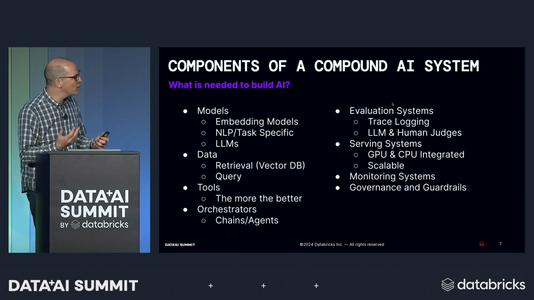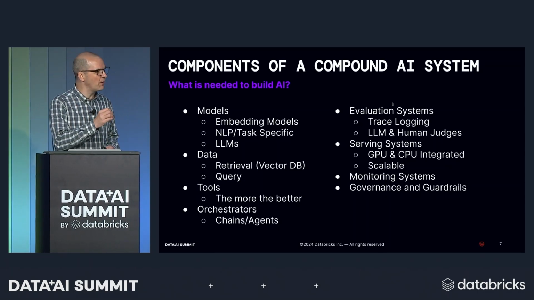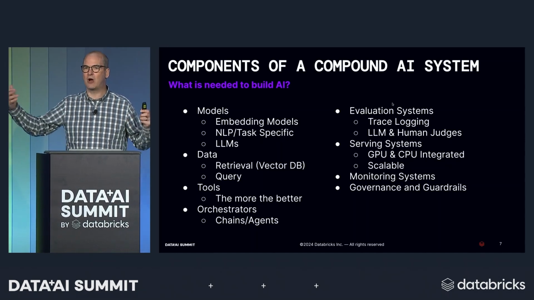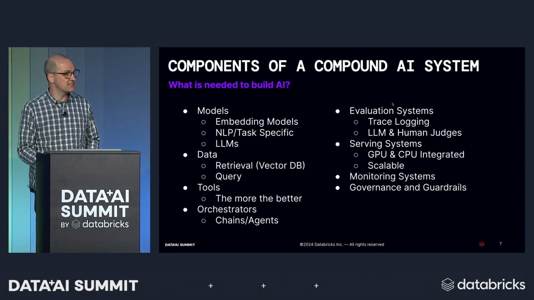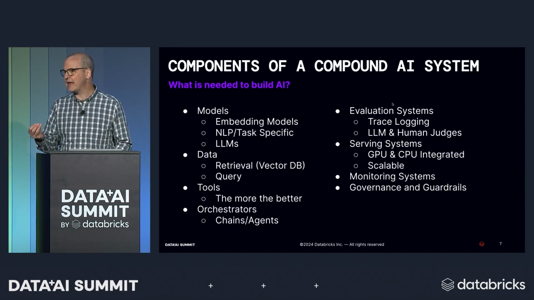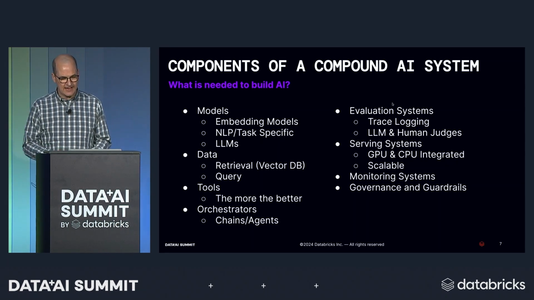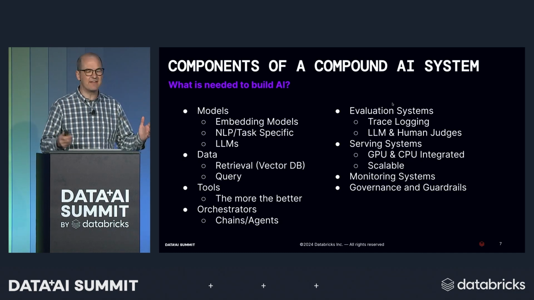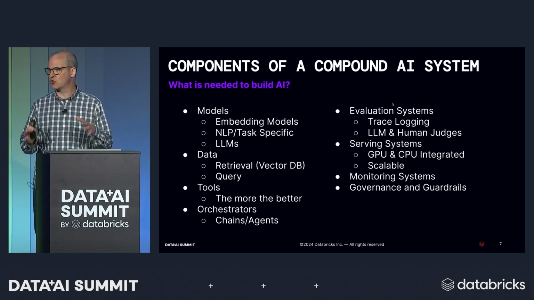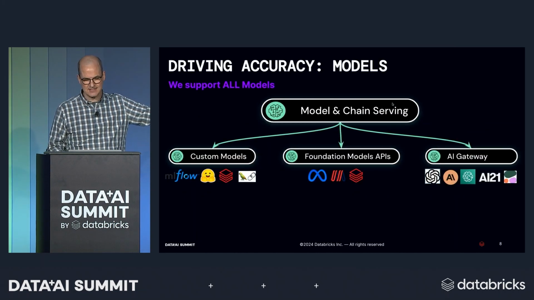This idea of evaluation systems, how can we make sure that these things are doing what we want them to do at scale, broadly, right? Serving systems, this new idea of this rush on GPUs and making sure that we have the critical infrastructure to be able to scale this up and scale it down. Monitoring systems, and finally governance and guardrails and controls. All of these are a part of compound AI systems.